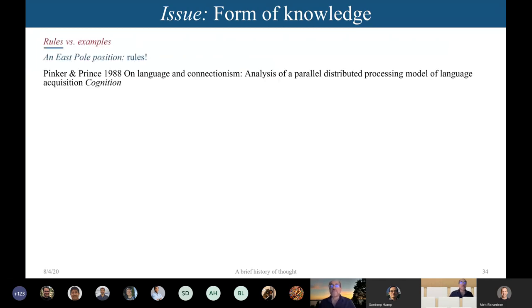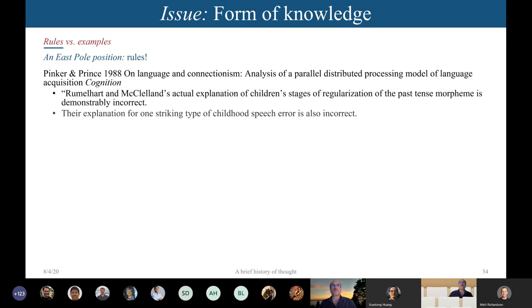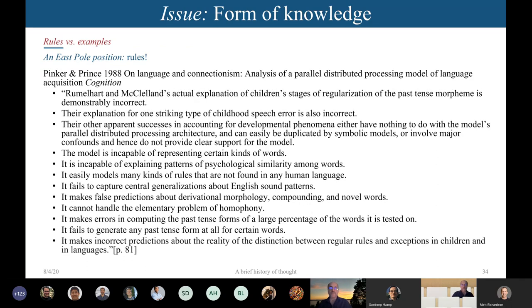Two years after Rumelhart and McClelland's paper on the past tense, Steven Pinker and Alan Prince published a review, which I think they hoped would have the same effect as Chomsky's review 30 years earlier of Skinner's book, which we talked about in episode one. The goal being to convince the East Pole that the latest rebellion on the West Coast had been completely crushed. Early in the paper, they fired off this bullet cartridge loaded with a dozen bullets: all the failures, one after the other, of Rumelhart and McClelland's analysis.